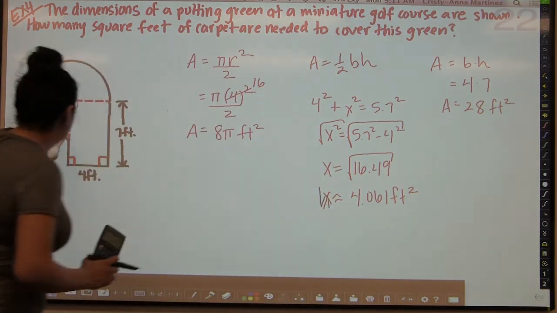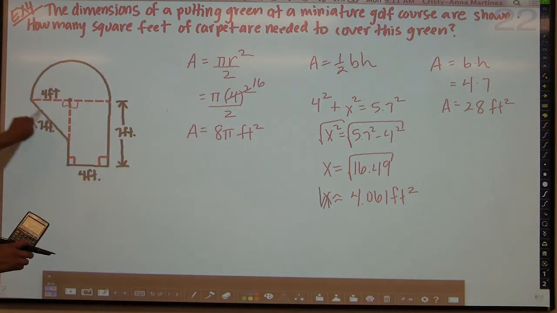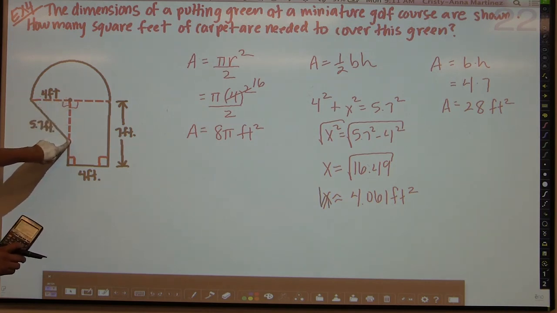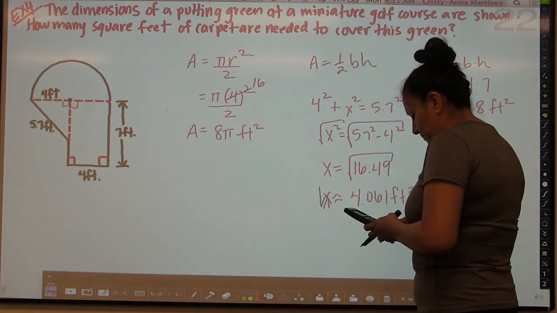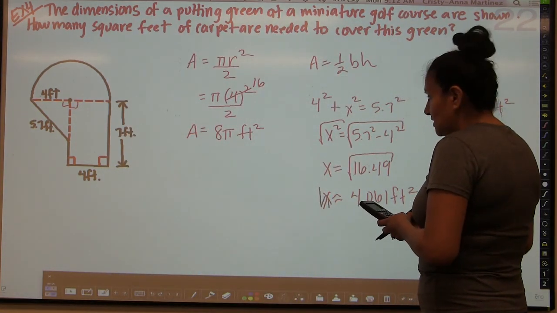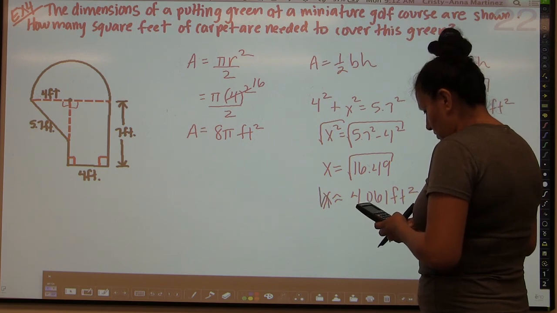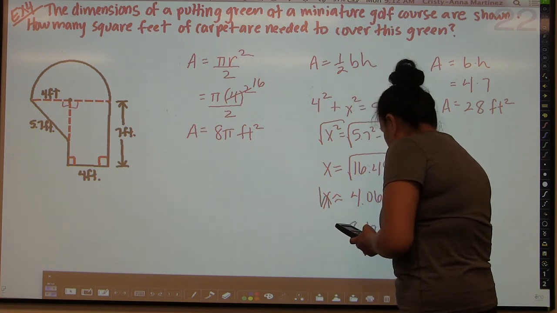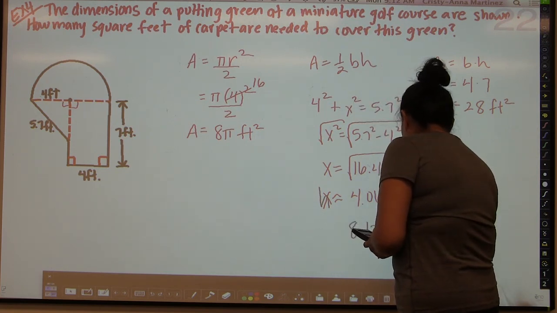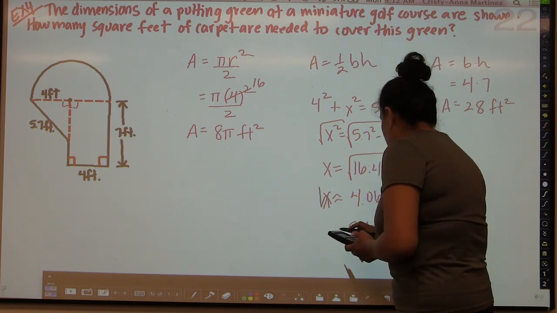X is our height. So we wanted to go base times height and then divide by 2. So we want to go this value, 4.061 times 4 and then divided by 2. So you actually get 8.122 square feet for the area here.